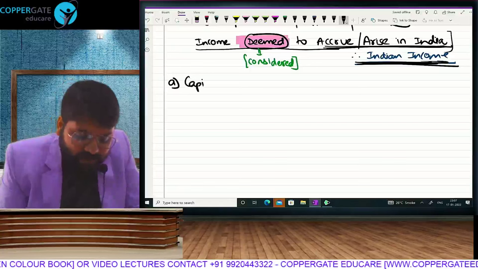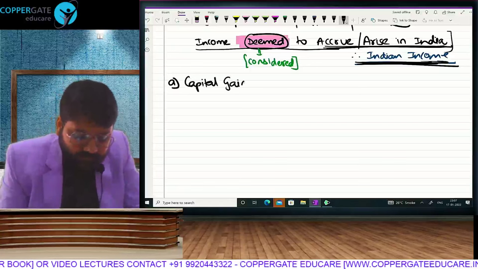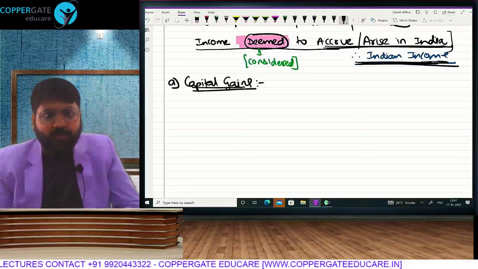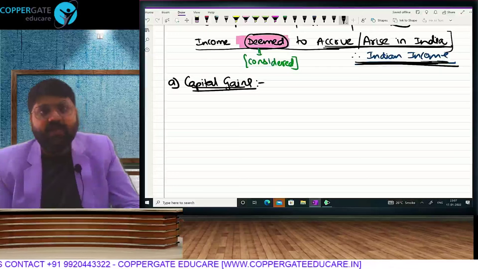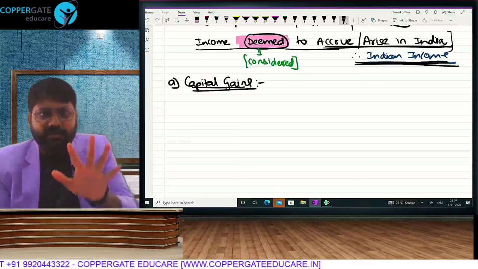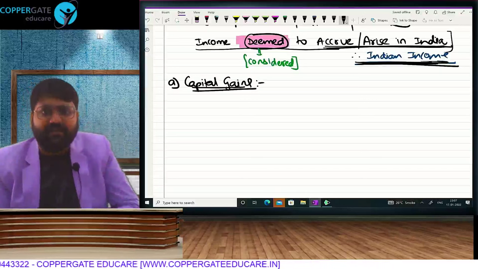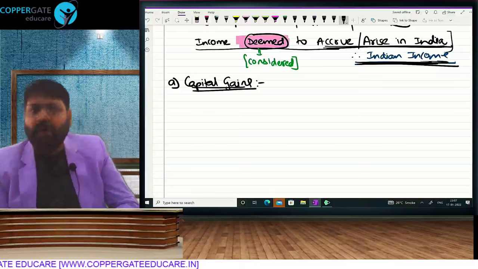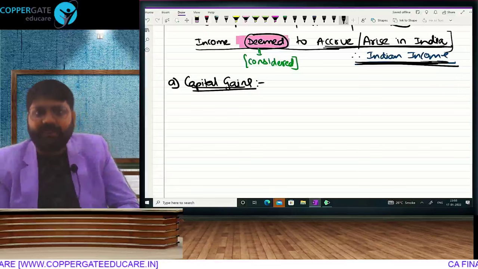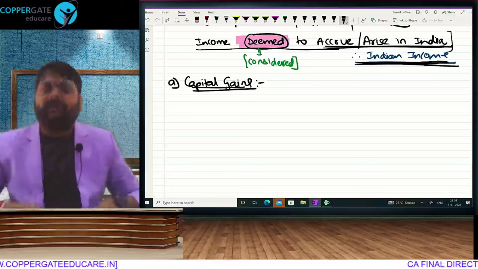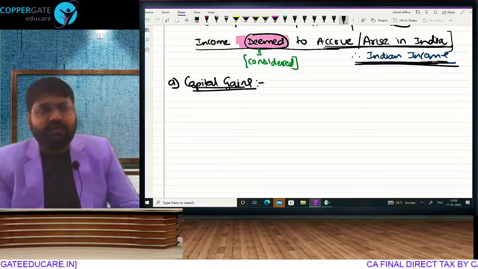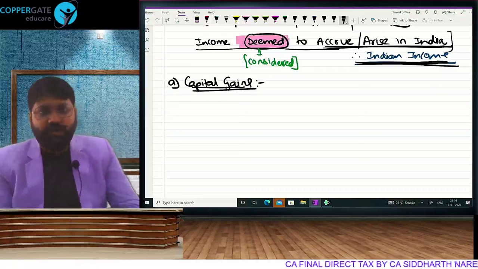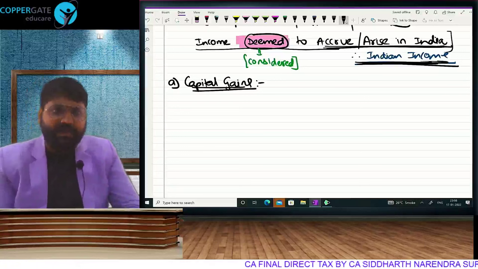We have one of the heads of income. There are five heads of income. Our upcoming portion: salary, house property, business or profession, capital gains and other sources. Five categories in which your taxable income will get divided. One of the heads, and one of the so-called difficult chapters, is capital gains. People outside this classroom find capital gains a very difficult chapter. Whether it is easy or difficult, time will tell. Right now, I can only say it depends on who you learn it from. Anything can become easy or difficult.